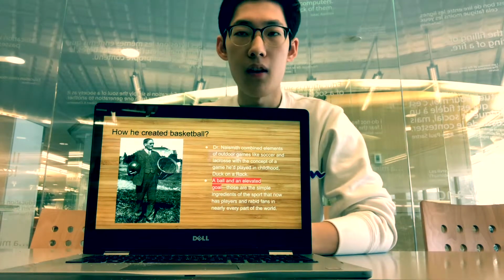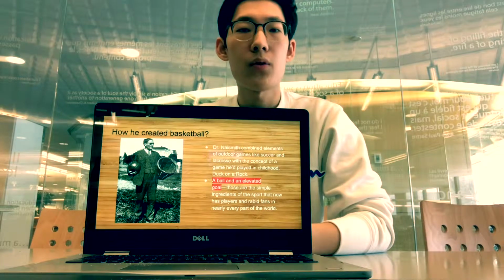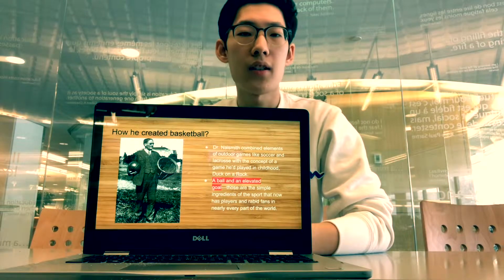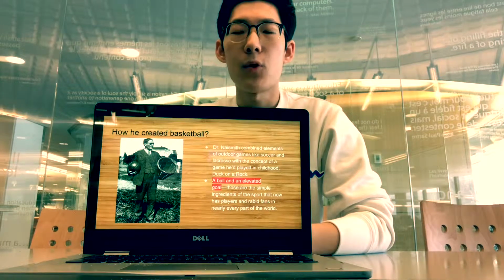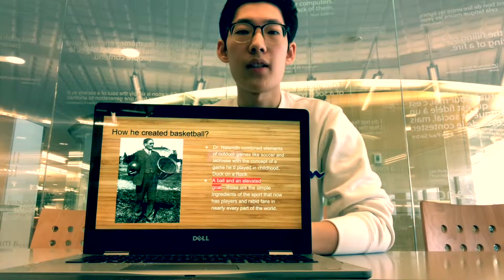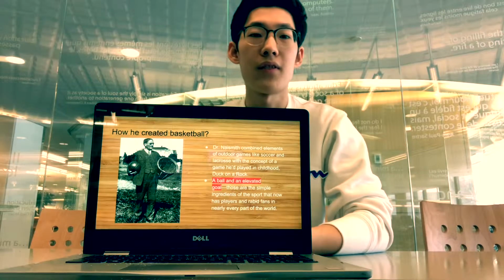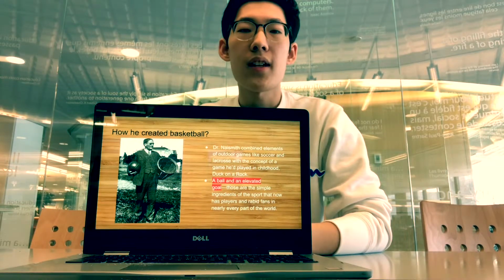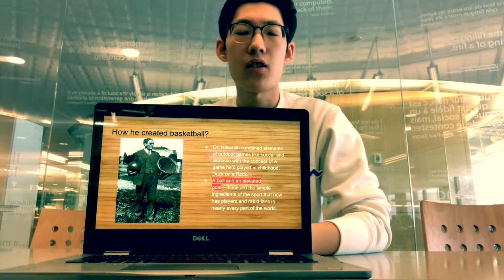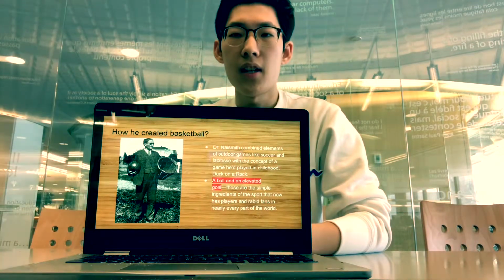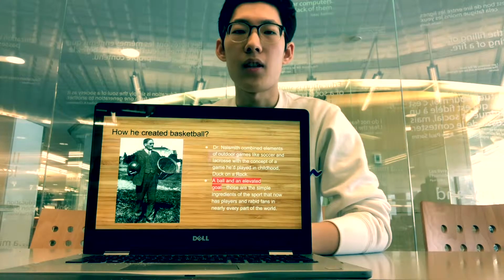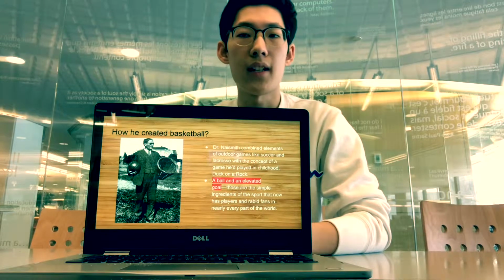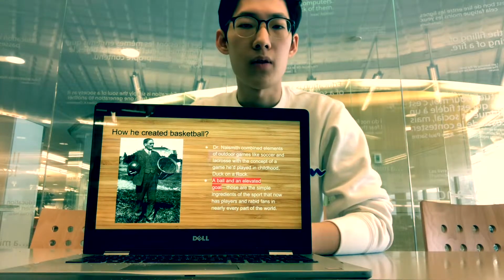So how did he create basketball? Dr. Naismith combined elements of outdoor games like soccer and lacrosse with a game he played in childhood. It's called Duck on a Rock. It's a Canadian game that a lot of Canadian children played when they were young. I don't know if you have heard of this, but it must be a really popular game. In this game, a player has to throw a stone to hit a target placed on top of a boulder. This gave him the inspiration that a ball and an elevated goal are the simple ingredients of the sport that now has players and rabid fans in nearly every part of the world, which is basketball.